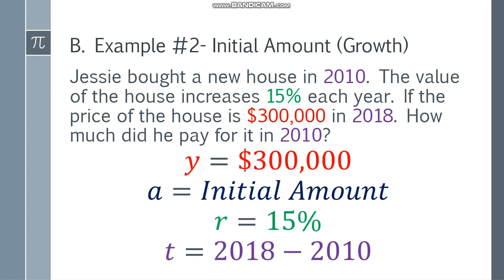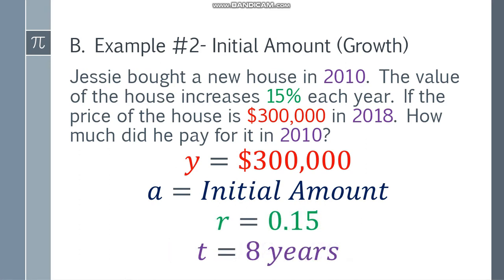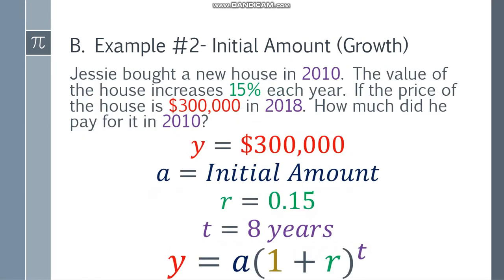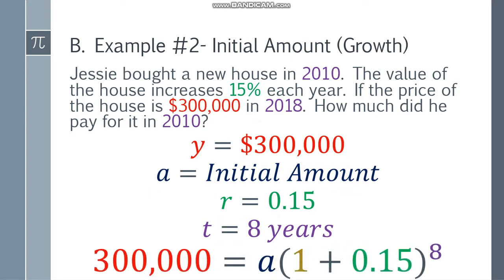So, y is equal to $300,000 kasi final amount, future. Ito yung latest, ito yung past. Ang A natin is initial amount, yung hinahanap natin. R is 15% and T will be, minus mo lang yung dalawang year, 2018 minus 2010. So, palitan mo yung 15% to decimal. That will be 0.15 and T is equal to 8 years. Ngayon, lagyan mo na yung formula and substitute the values. So, may 300,000 ka dito is equal to A times 1 plus 0.15 to the 8th power.